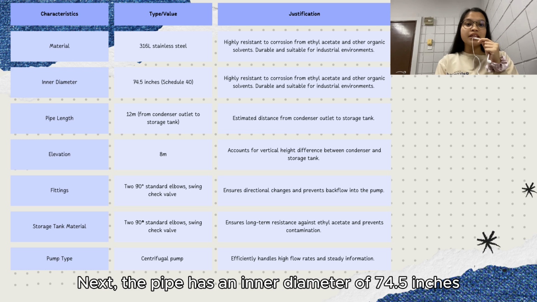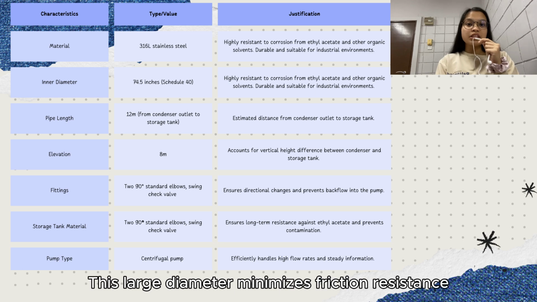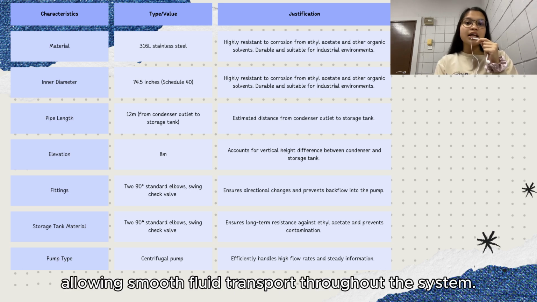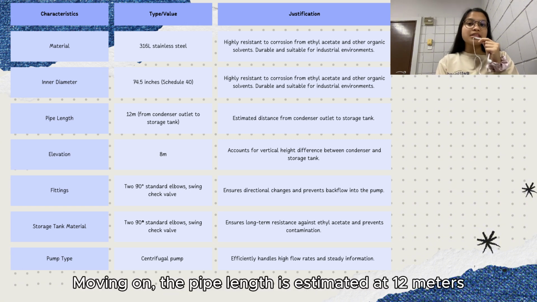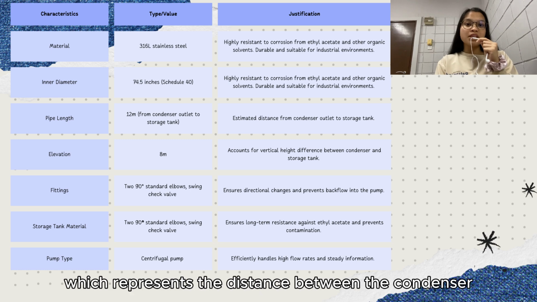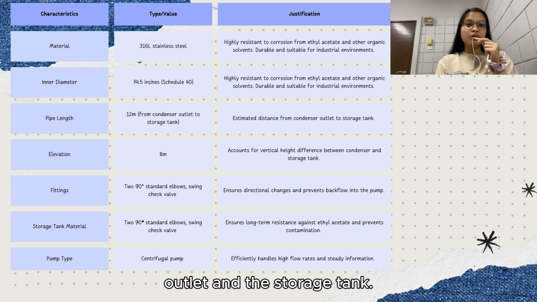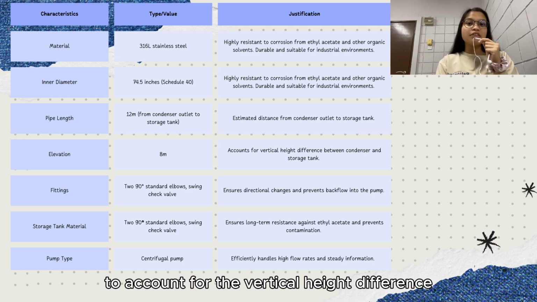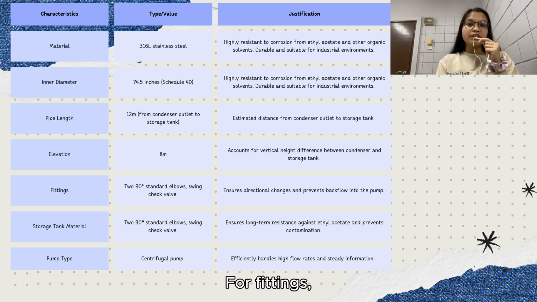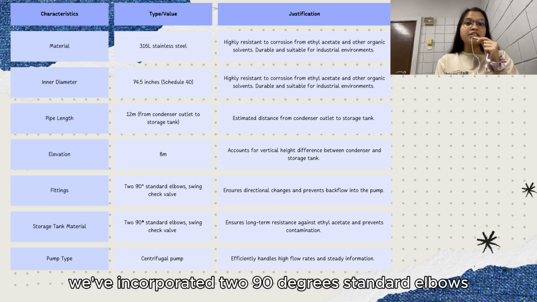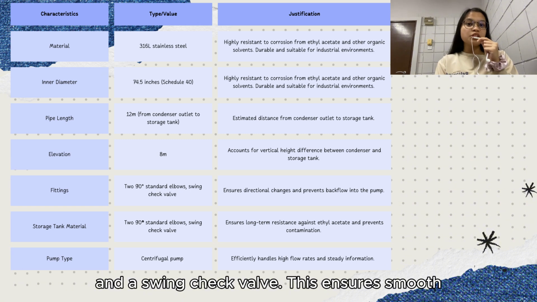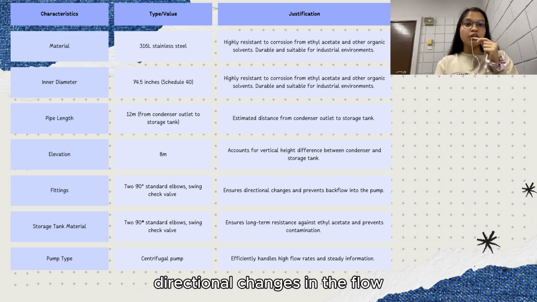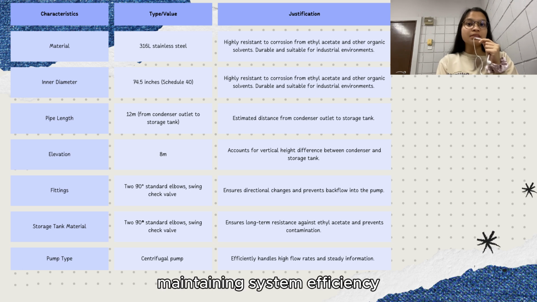Next, the pipe has an inner diameter of 74.5 inches based on Schedule 40 standards. This large diameter minimizes friction resistance, allowing smooth fluid transport throughout the system. Moving on, the pipe length is estimated at 12 meters, which represents the distance between the condenser outlet and the storage tank. Additionally, there is an elevation of 8 meters to account for the vertical height difference between these 2 points. For fittings, we've incorporated 2 90-degree standard elbows and a swing check valve. This ensures smooth directional changes in the flow and prevents backflow into the pump, maintaining system efficiency.